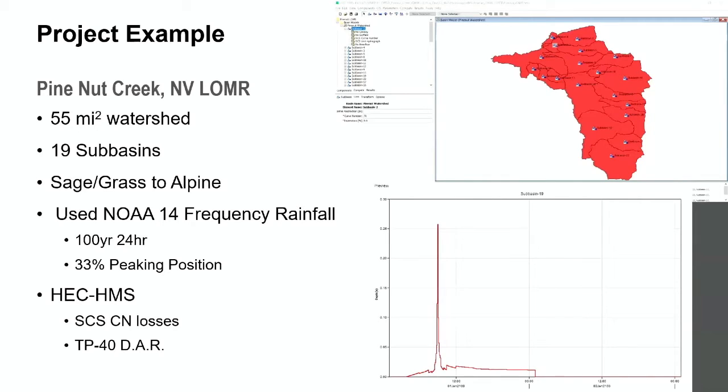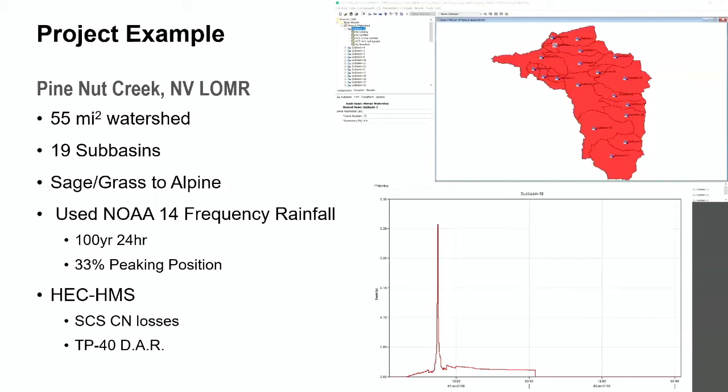So our watershed is about 55 square miles. There are 19 subbasins, as you can see on the top right. It's sagebrush grass to alpine or pinyon juniper. We used the NOAA 14 frequency rainfall. It's a 100-year, 24-hour event. Now, these events in our area tend to be very short and flashy, with peaking sort of towards the beginning of the event. So we used a 33% peaking position for the rainfall.